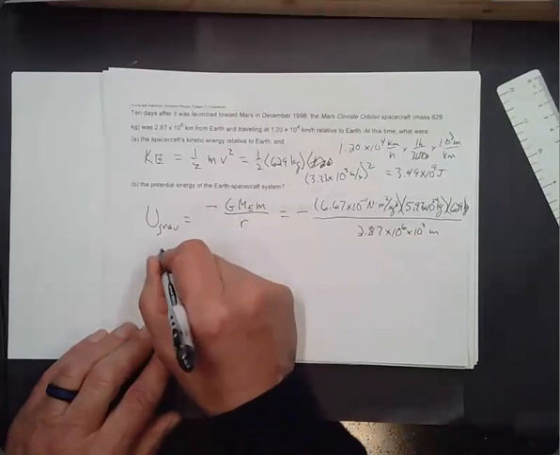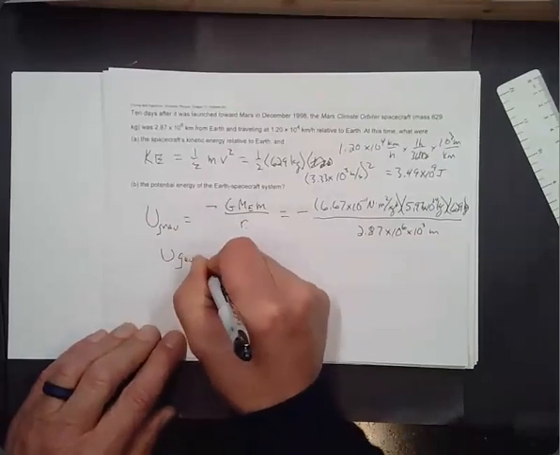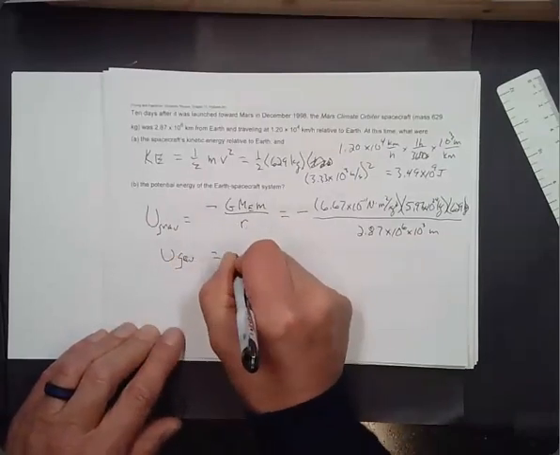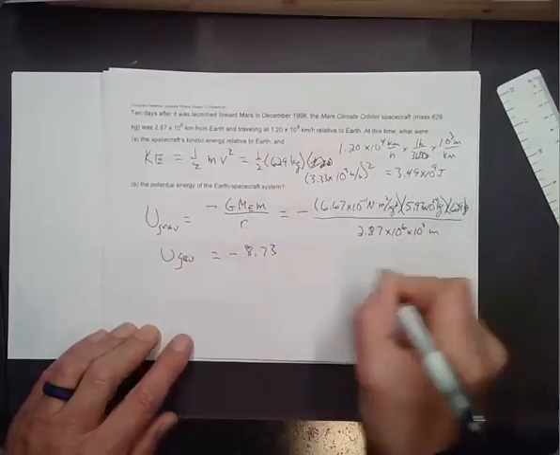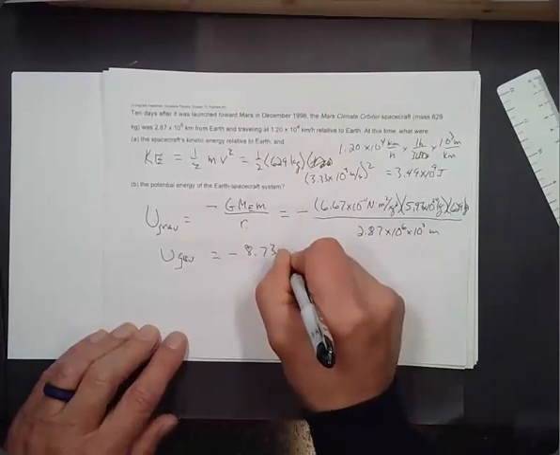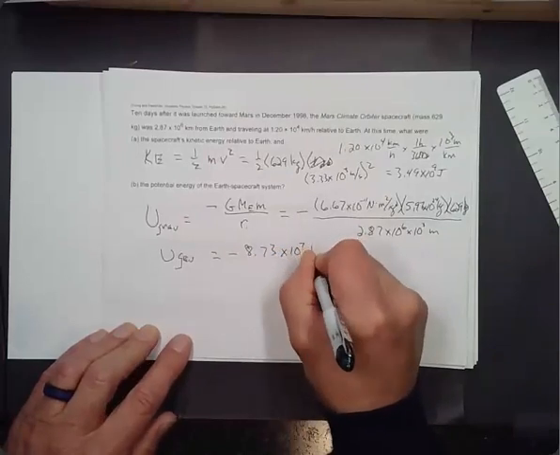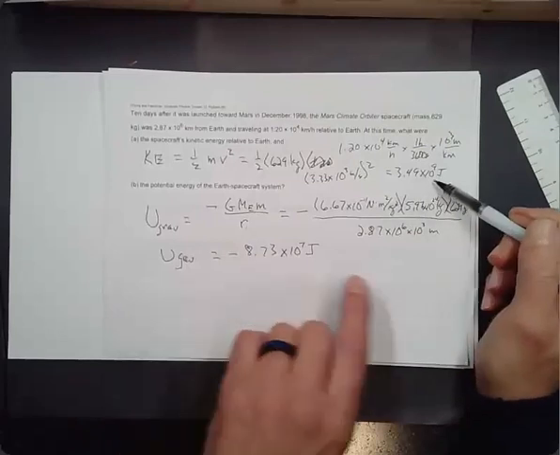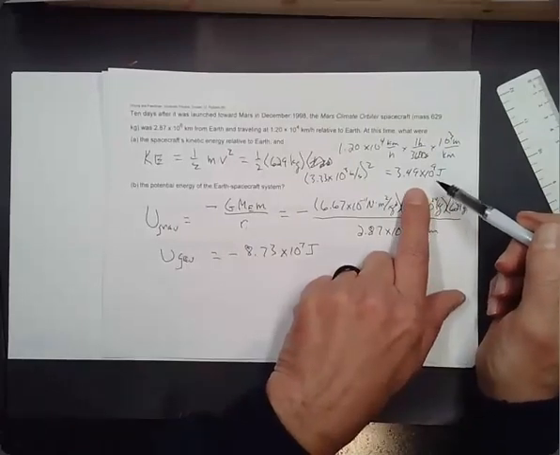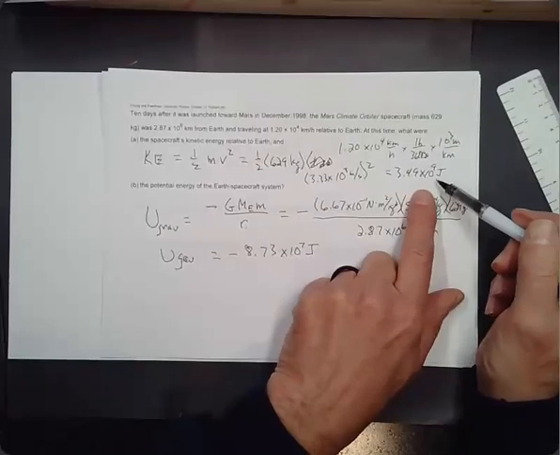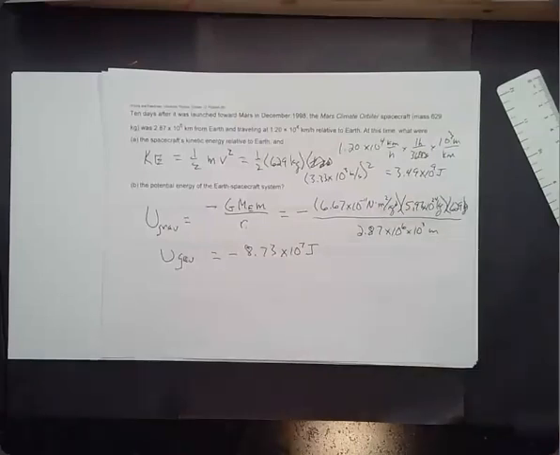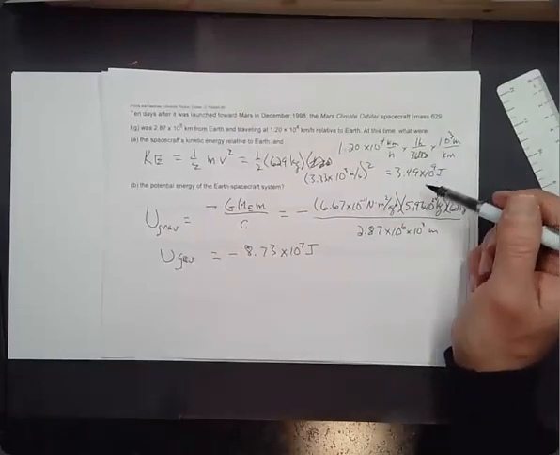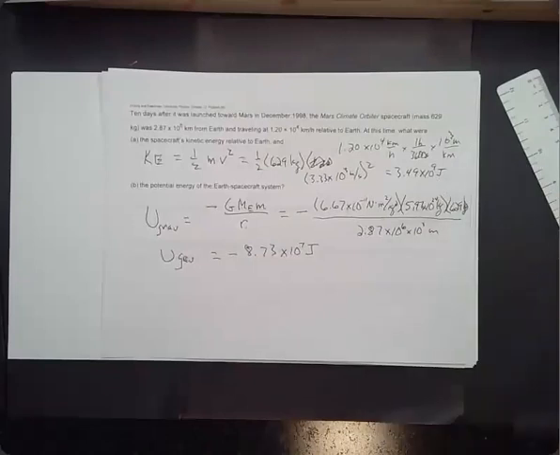Okay. And U grav at that point is minus 8.73. We can keep 3 sig figs, times 10 to the 7th joules. So this number is about 4 times as high, or 40 times as high as that number. And so it has enough speed to escape the Earth system and reach Mars.